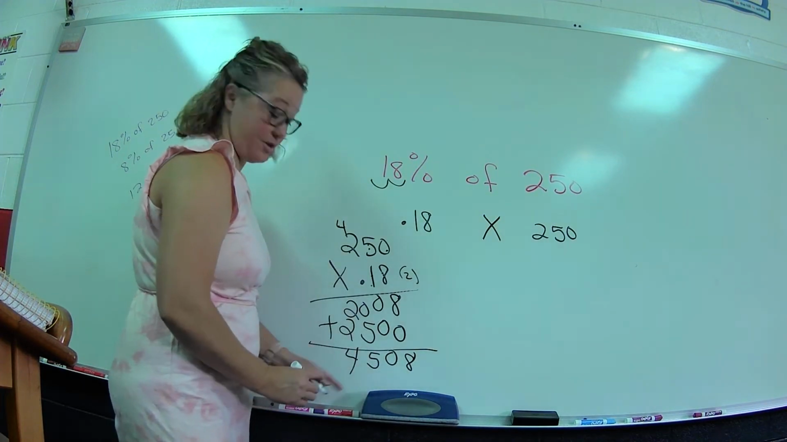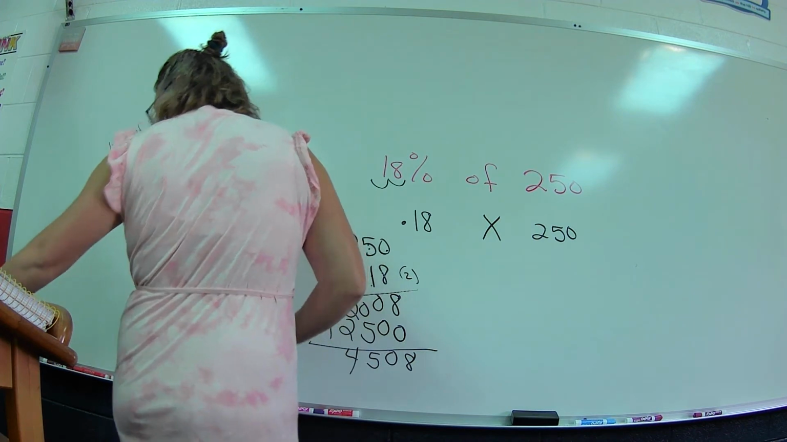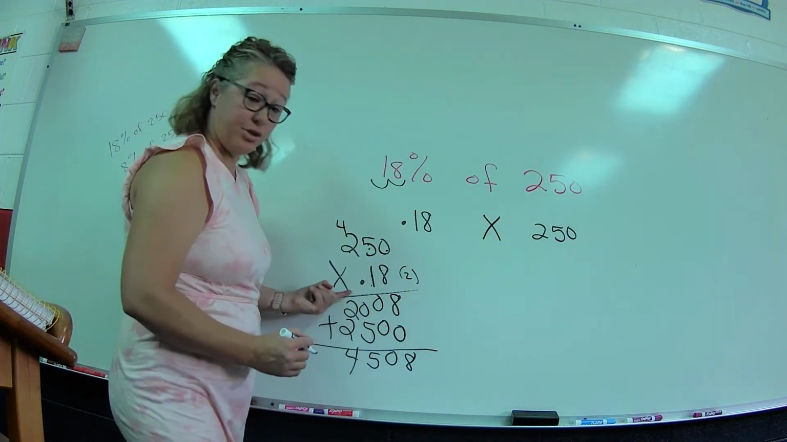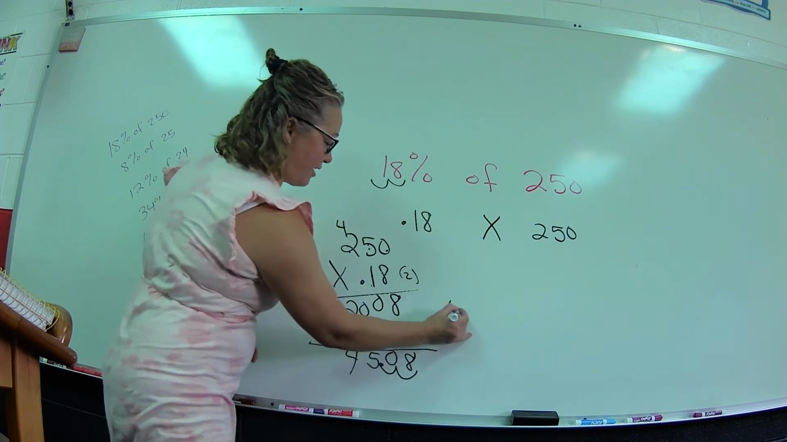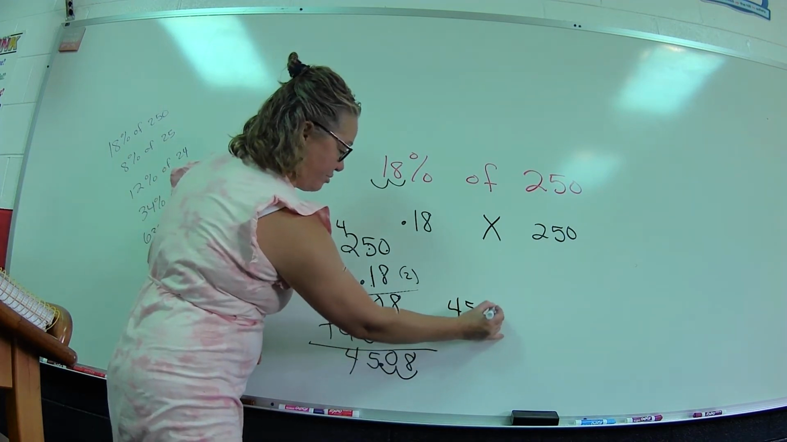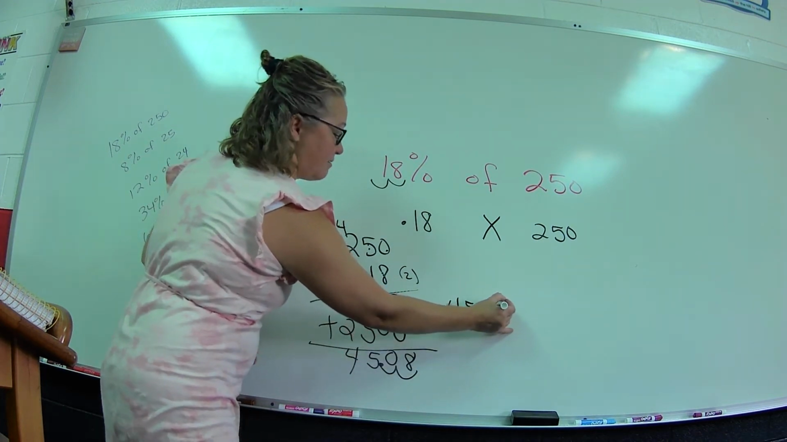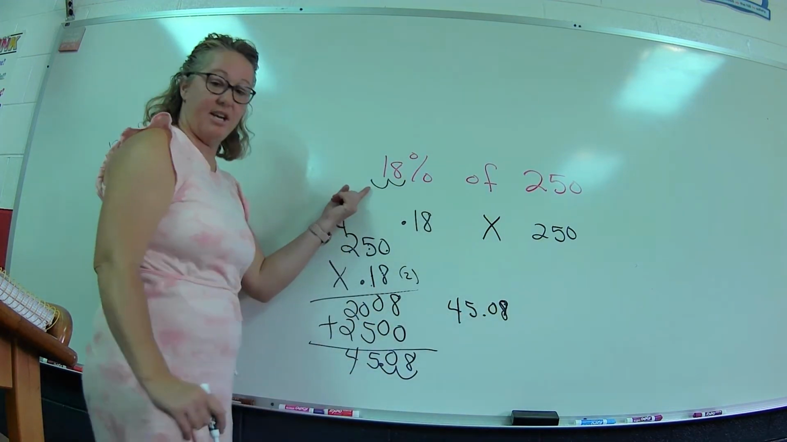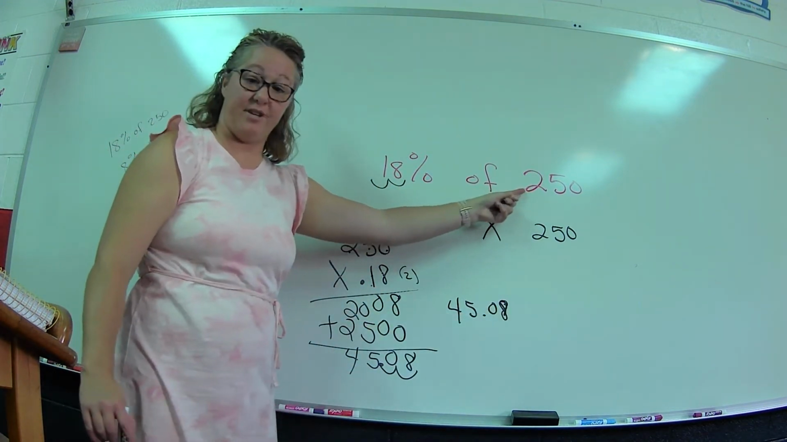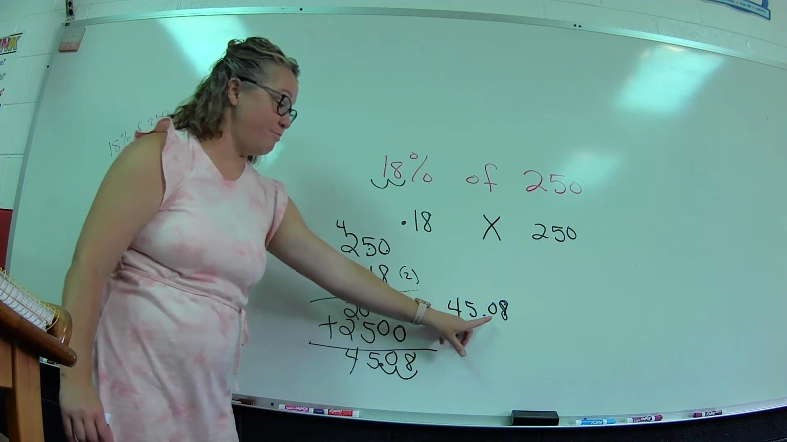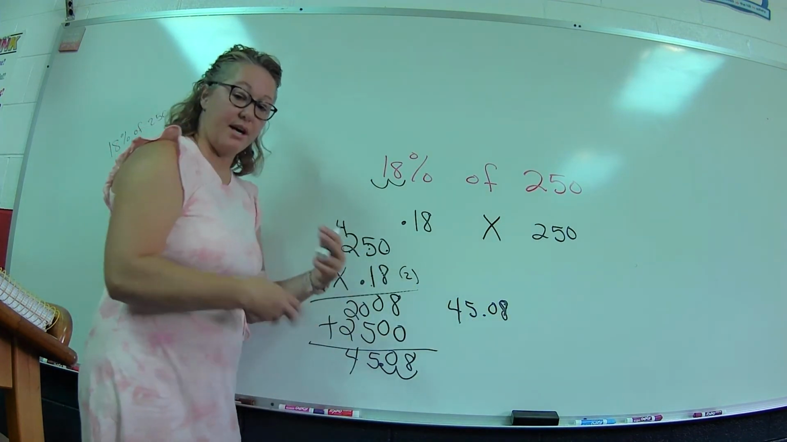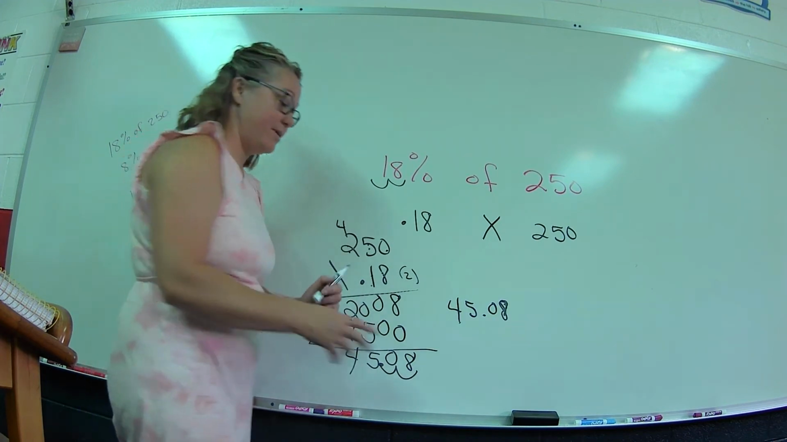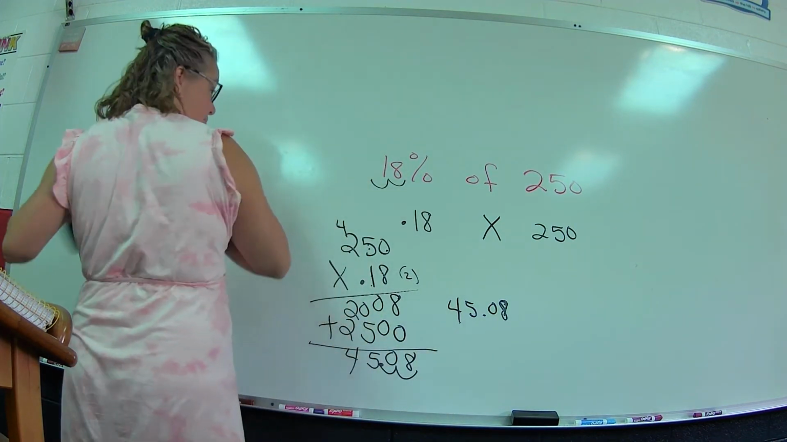Is this eraser in the way? Let me move it a little bit. All right, so now we have 2 decimal places, so 1, 2. So our answer is 45.08. So 18% of 250 would be 45.08. All right, now I know that was the first problem, so let's try another one.